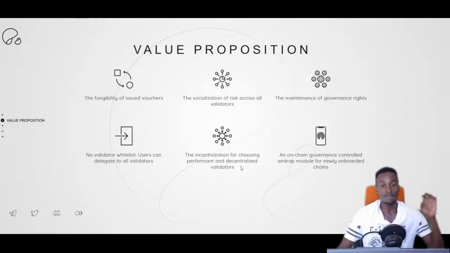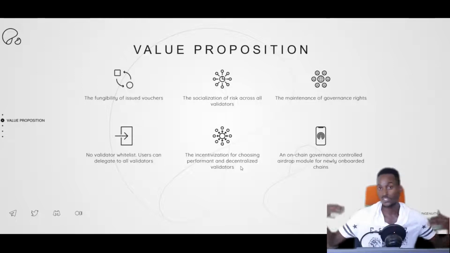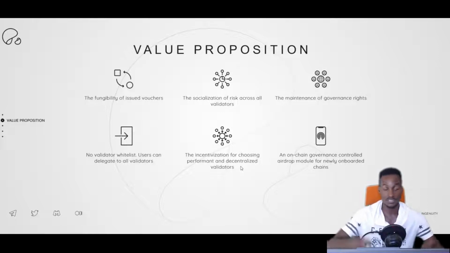So we're looking at a validator running nodes on different networks, which increases security, or different technologies. These different smart contracts could be designed in different ways, such that an attack on one validator does not really spill over into other ecosystems. So it goes into security, an on-chain governance controlled airdrop module for newly onboarded chains.